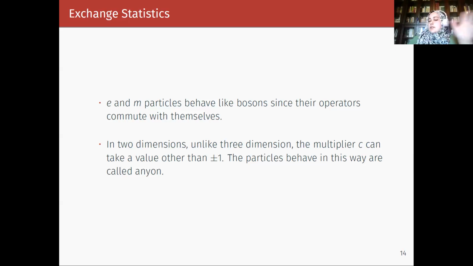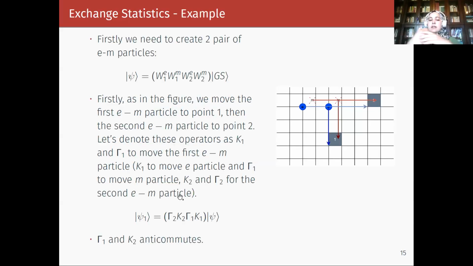Since we know everything that we need in 3 dimensions, let's look at 2 dimensions since our model is in 2 dimensions. Here, this multiplier C can take a value other than plus or minus 1. And we call these particles that behave differently than in 3 dimensions anyons. Now, the non-trivial braiding statistics in the toric code.